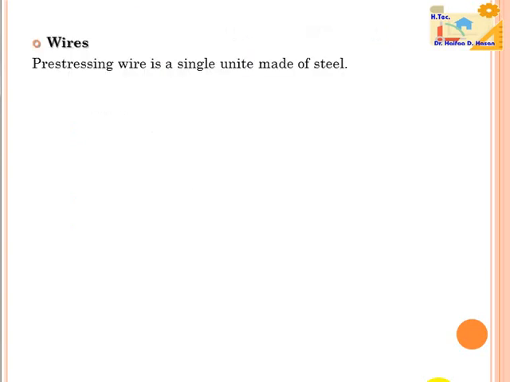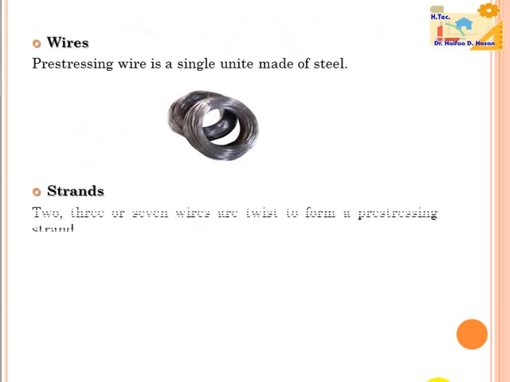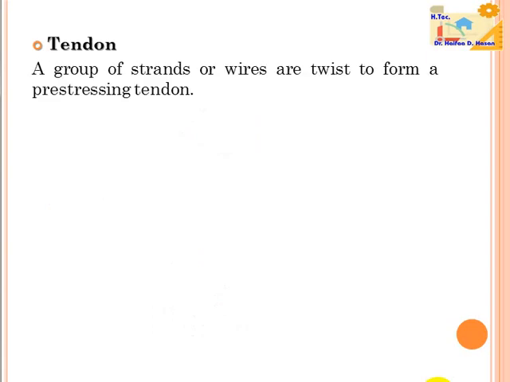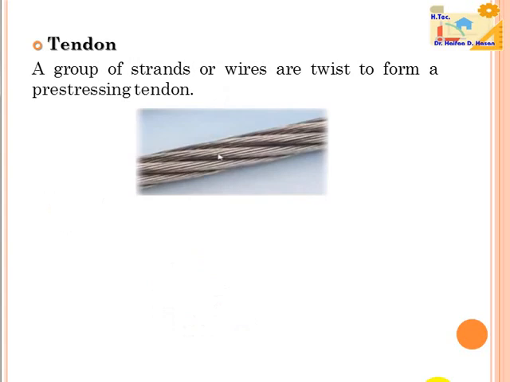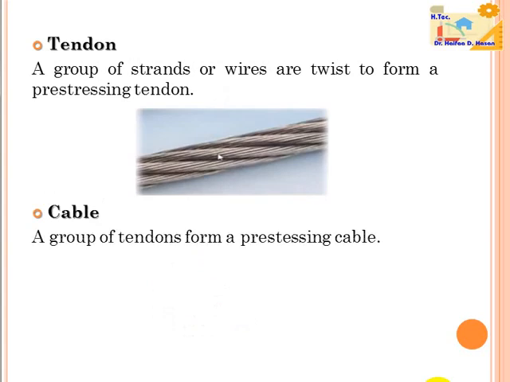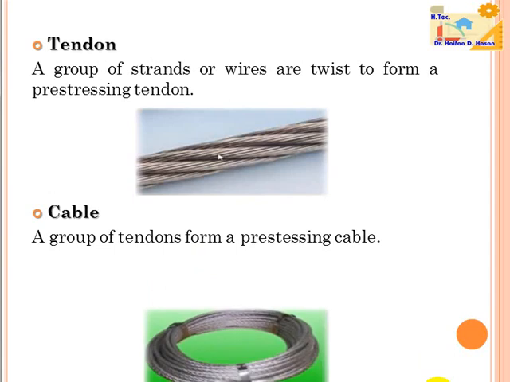Wires. Prestressing wire is a single unit made of steel. Strand. 2, 3, or 7 wires are twisted to form a prestressing strand. Tendon. A group of strands or wires are twisted to form a prestressing tendon. Cable. A group of tendons form a prestressing cable.